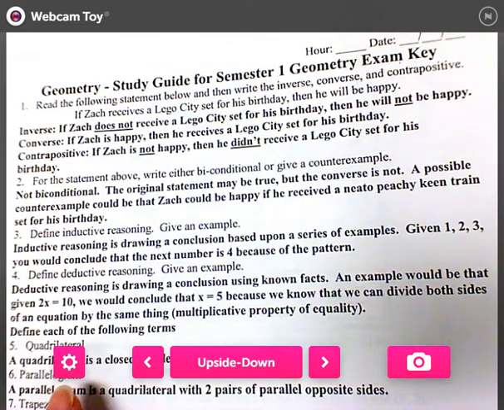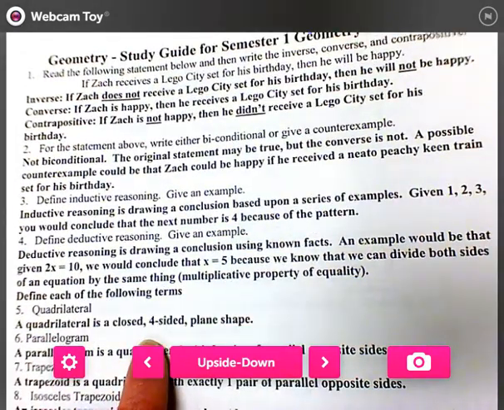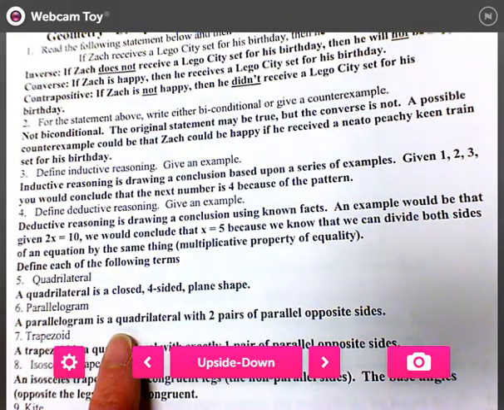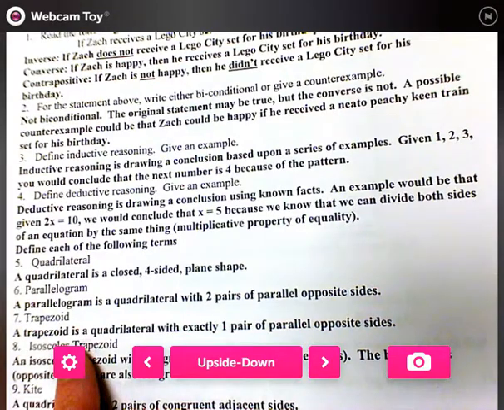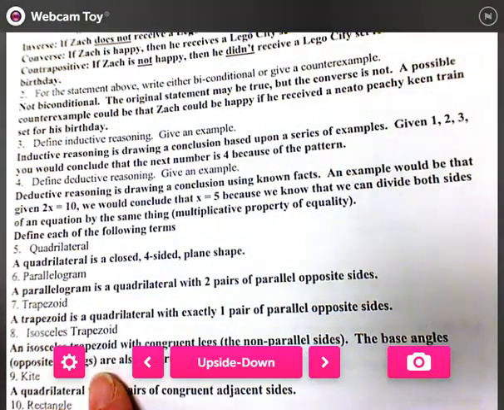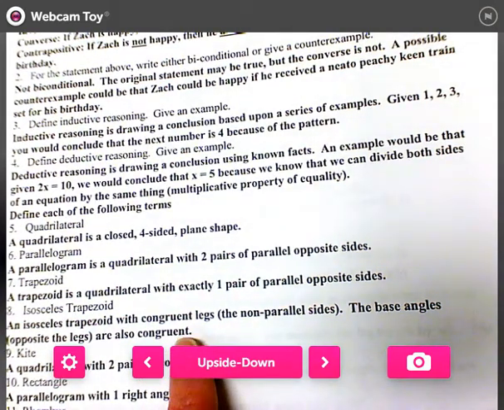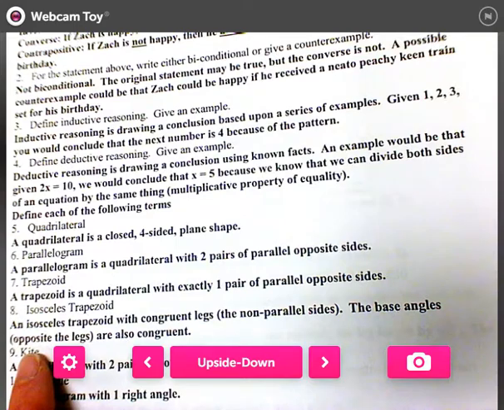Define each of the following. A quadrilateral is a closed four-sided plane shape. A parallelogram is a quadrilateral with 2 pairs of parallel opposite sides. A trapezoid is a quadrilateral with exactly 1 pair of parallel opposite sides. An isosceles trapezoid has congruent legs, the non-parallel sides, and the base angles are also congruent.